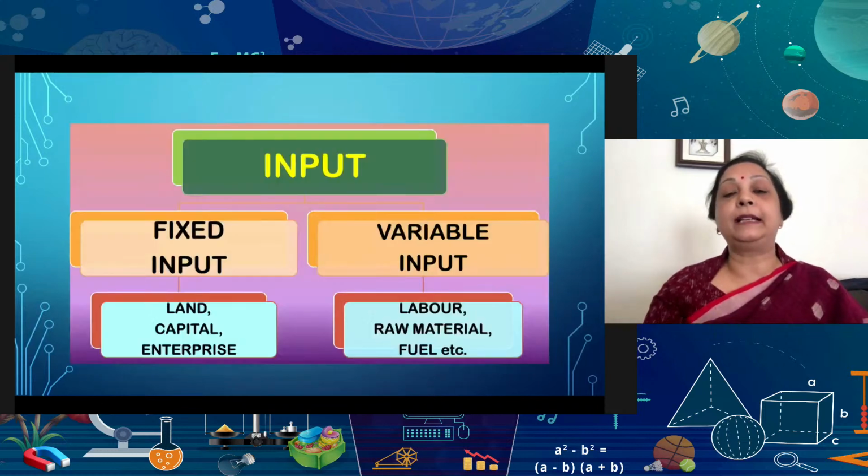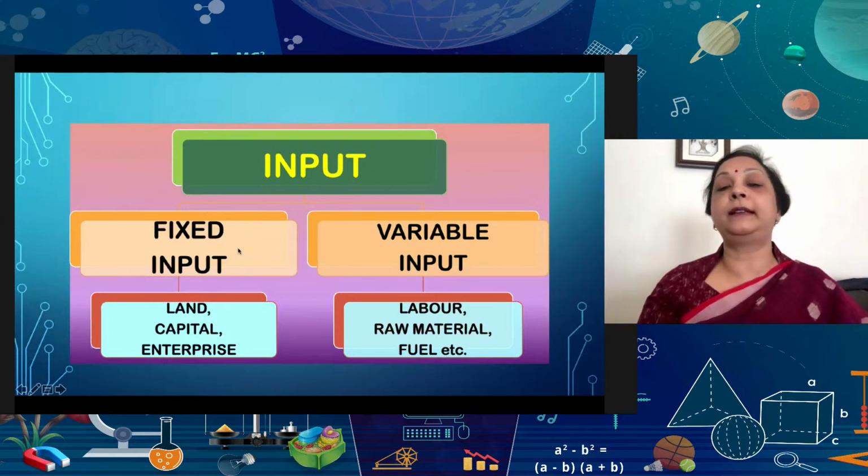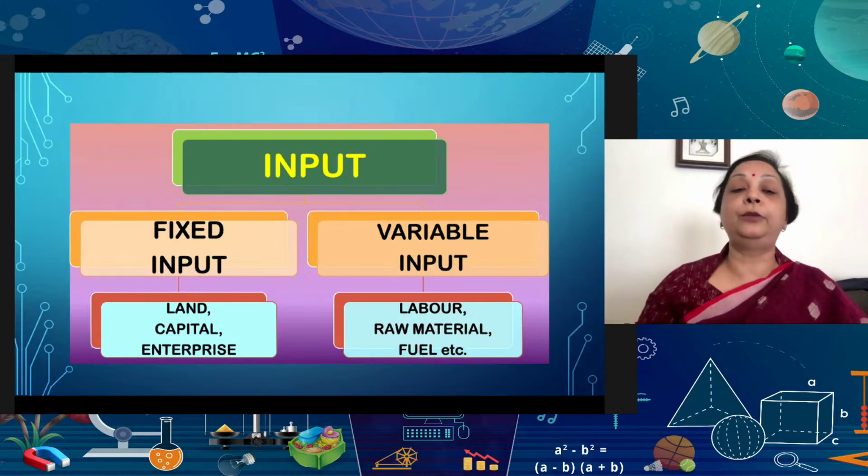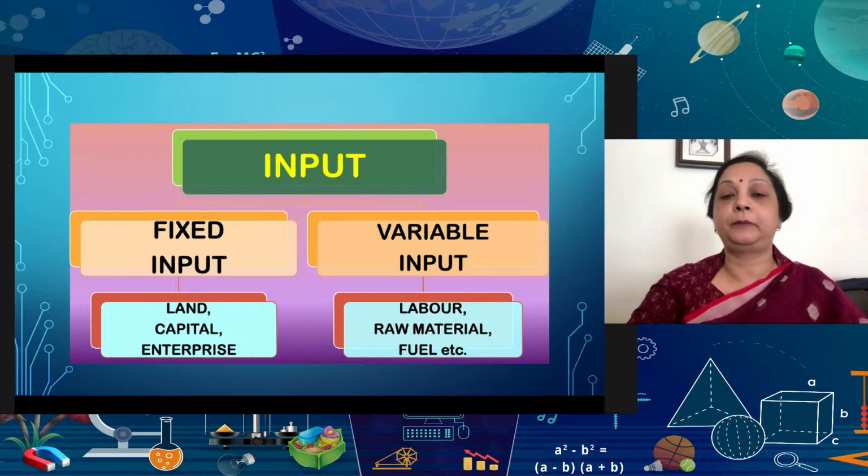Inputs can also be classified as fixed inputs and variable inputs. What are fixed inputs? Fixed inputs are those inputs which cannot be changed in a short period of time. For example, land, capital, enterprise. It's not possible to bring about changes in these factor inputs in a short period of time. So they will be considered fixed inputs because we can't change them in a short period of time.